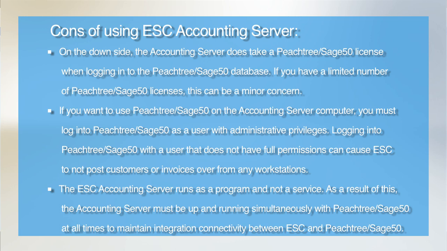If you want to use Peachtree on the accounting server computer, you must log into Peachtree as a user with administrative privileges. Logging into Peachtree with a user that does not have full permissions can cause the ESC not to post customers or invoices over from any workstations. The ESC accounting server runs as a program and not as a service. As a result of this, the accounting server must be up and running simultaneously with Peachtree at all times to maintain integration connectivity between ESC and Peachtree. You have now completed the necessary steps for connecting ESC to Peachtree.